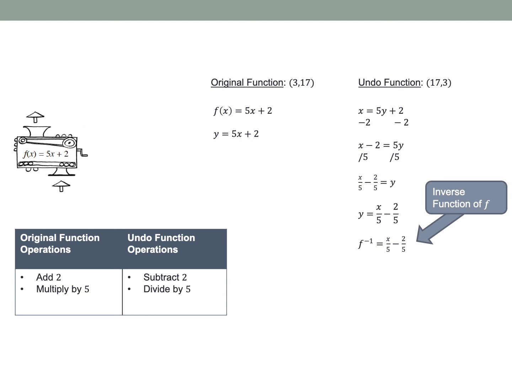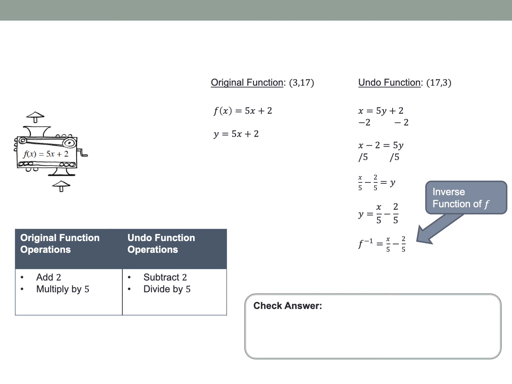Okay, and you can always check your answer once you undo your function. We know that the original function has the point (3, 17), so the undo function has the point (17, 3). So you can take your inverse function and plug in 17, and you should get 3. So plug in 17, you get 17 over 5 minus 2/5. These have like denominators, so you can combine them to get 17 minus 2 over 5, which is 15 over 5, and 15 divided by 5 is 3.